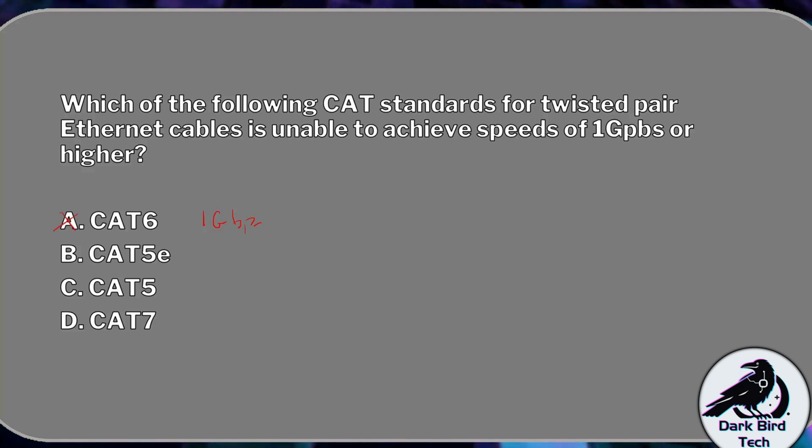That kills that. Cat5e is 100 megs to 1 gigabit per second. Although to be perfectly honest, it doesn't do 1 gigabit per second very well. But hey, it does go close to it, so near enough is good enough here. Cat5, on the other hand, the one without the E, that is a 100 megabit per second hard stop. Done. And then Cat7, you're looking at a solid 10 gigabits per second, leaving us with Cat5. Remember, we're looking for things that could not achieve 1 gigabit per second or higher, and that's Cat5.